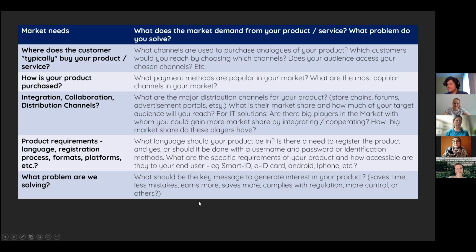Okay. Where does the customer typically buy your product or service? What channels are used to purchase analogs of your product? Which customers would you reach by choosing which channel? And does your audience access your chosen channel? What this means is, usually you should be maybe asking someone else in the local market, or some people who you know. But accessing your channel would also be a good example.